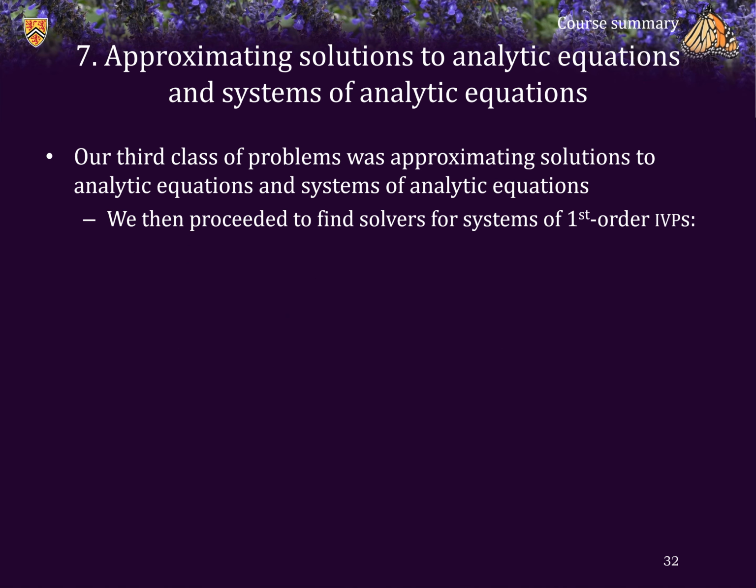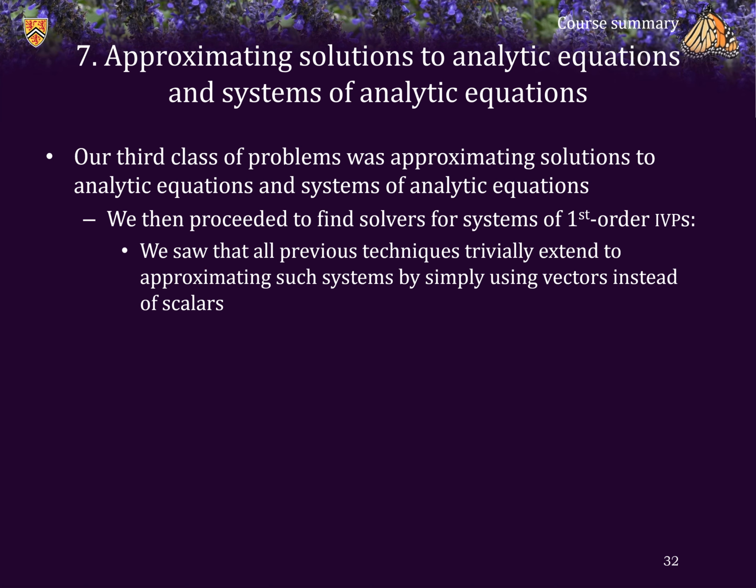We then proceeded to find solvers for systems of first-order IVPs. But this was easy, because all the previous techniques, Euler's method, Heun's method, fourth-order Runge-Kutta, our Euler-Heun hybrid, and the Dormand-Prince method, all of these can be trivially extended to solving systems of first-order initial value problems by simply using vectors instead of scalars in the formulas in question.